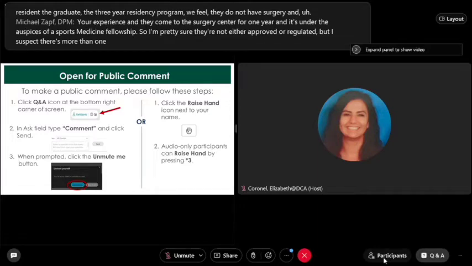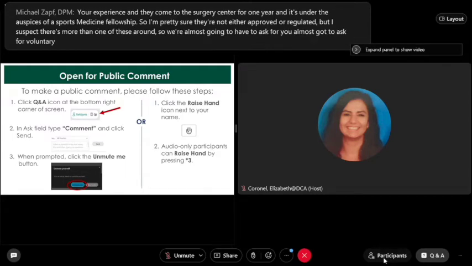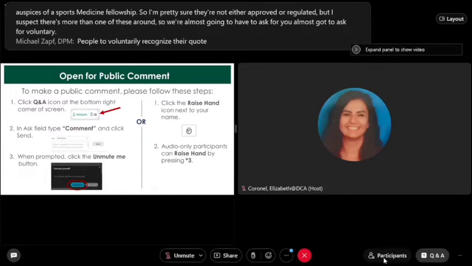So you're almost going to have to ask for people to voluntarily recognize their quote fellowships, end quote, even if they aren't official. Thanks.